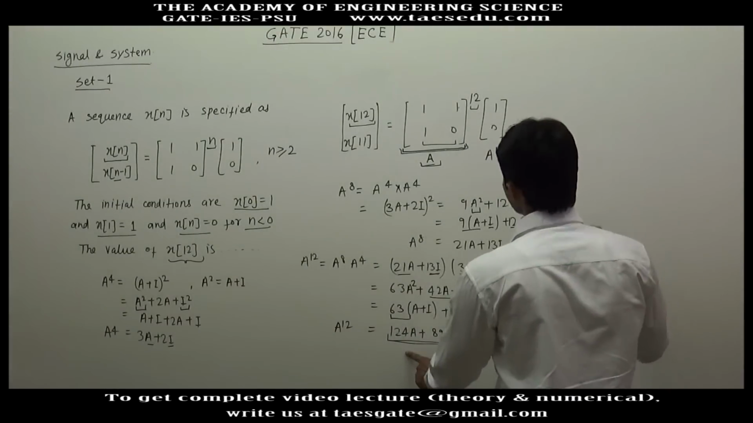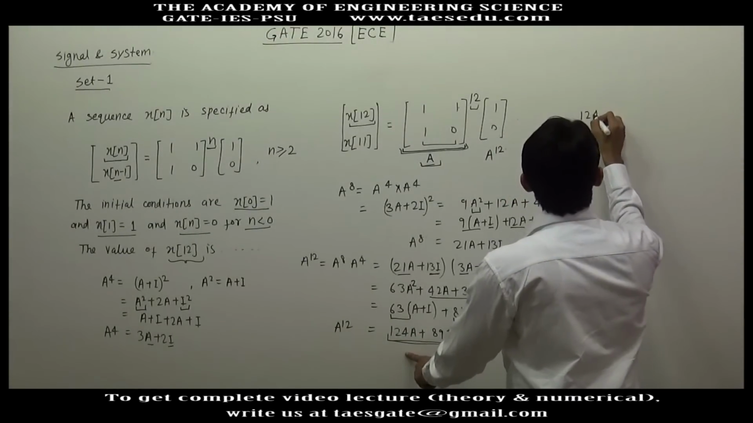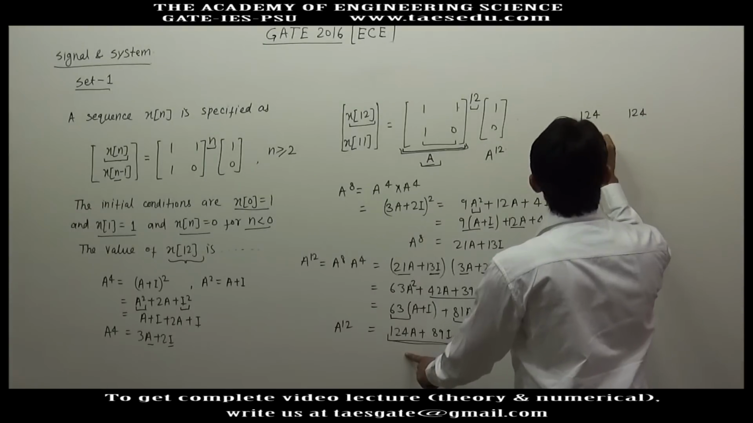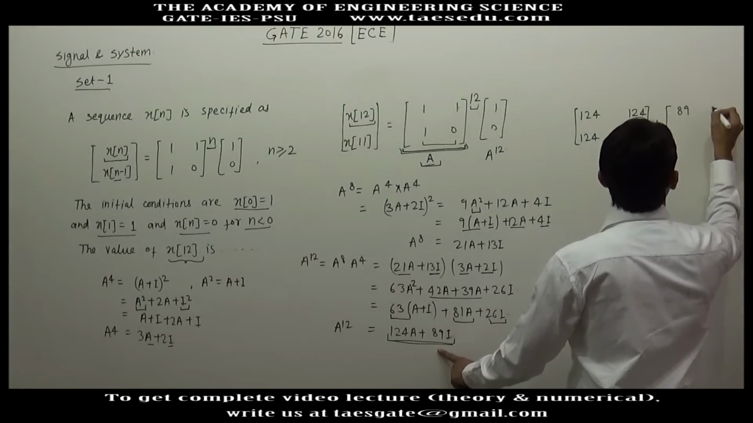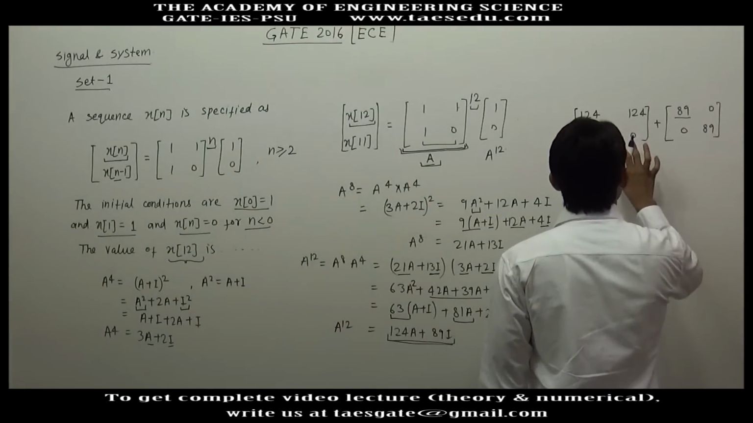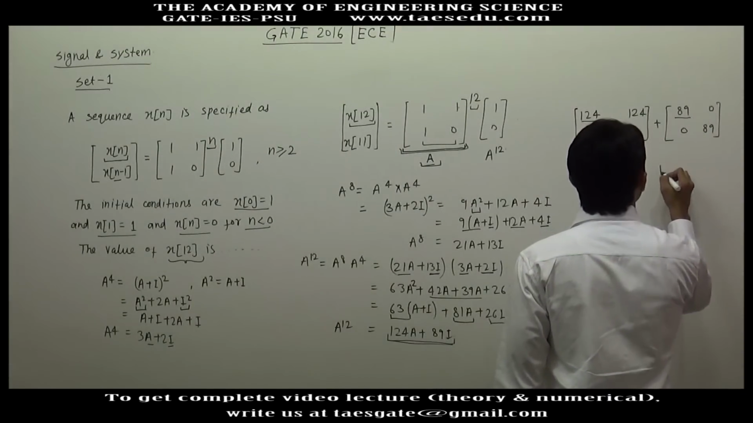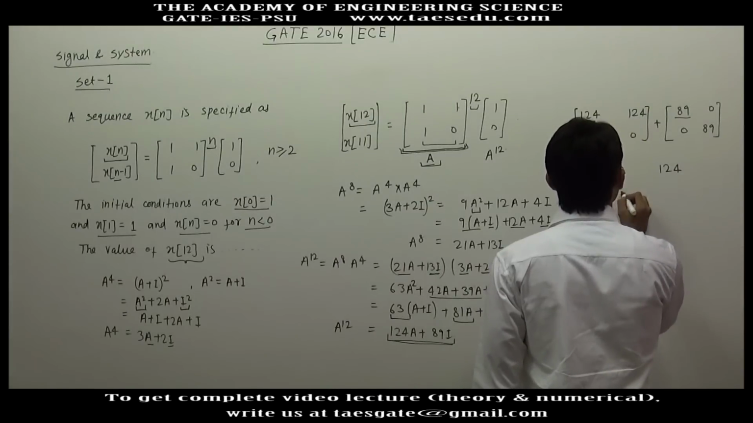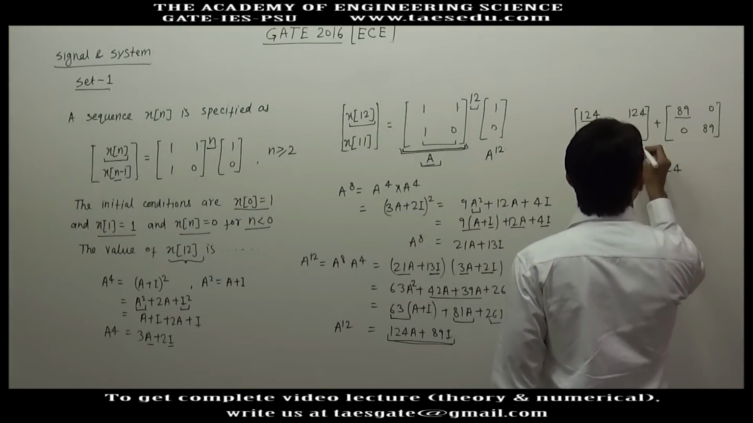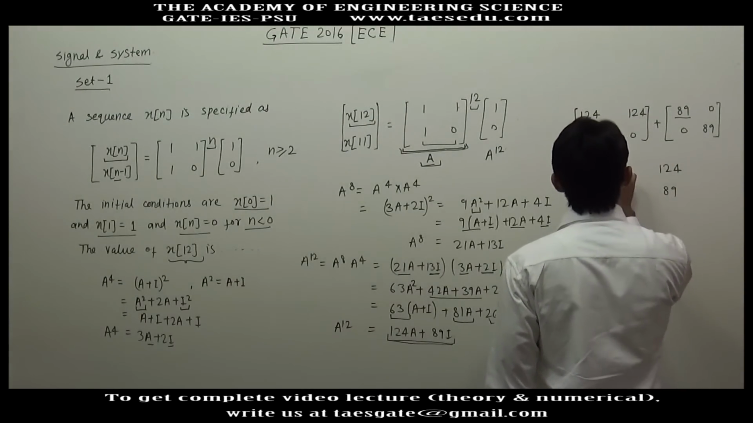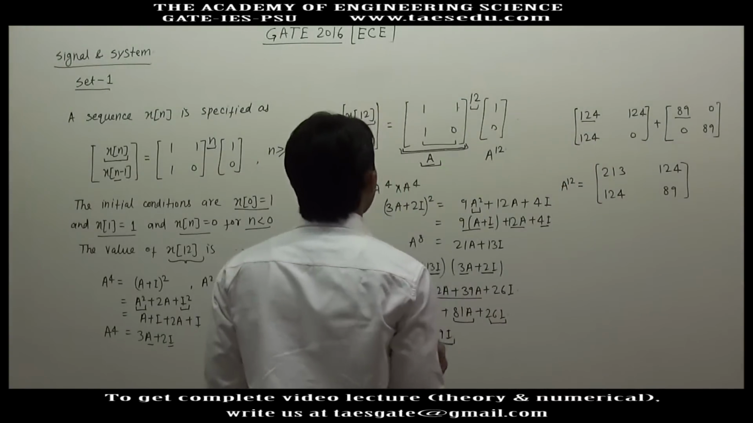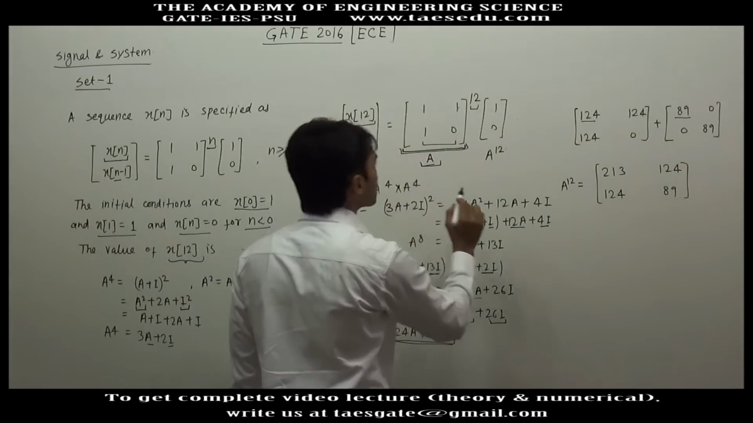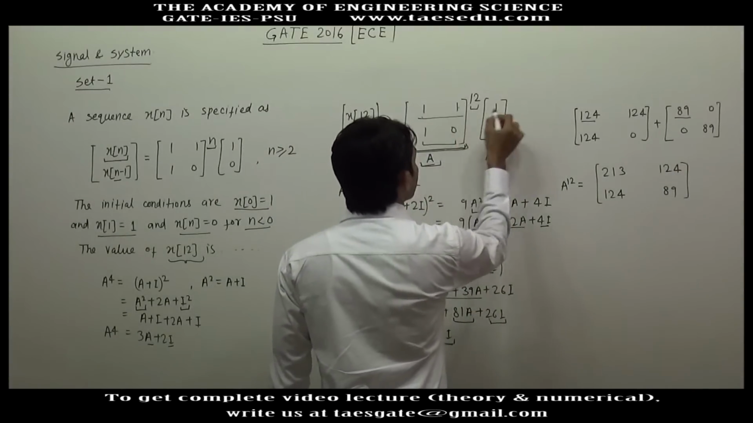So then we have 124A, meaning 124, 124, 124 and 0, plus 89I, meaning 89, 0, 0, 89. This is A to power 12, and x12 will be the first row of A to power 12 into 10.